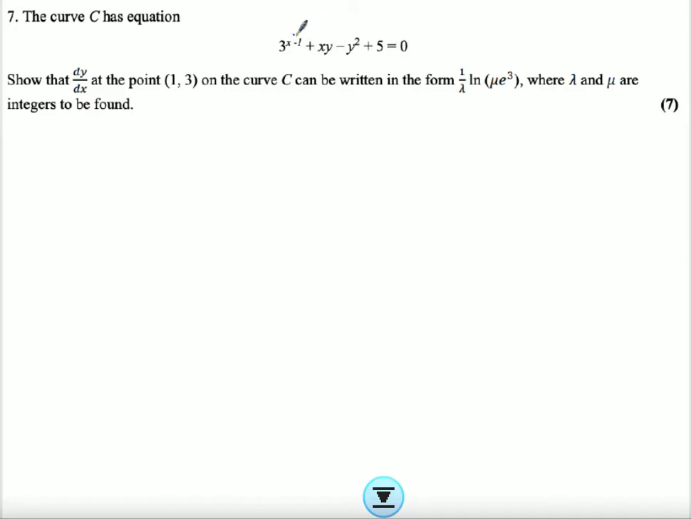Moving on. Ooh, tasty. See the power there, that stuck out straight away. Power there is x subtract 1. This is going to be a little bit nasty, I feel. Show that dy by dx at this coordinate on the curve can be written all sorts of things going on here, and lambda and mu are integers to be found. Right, let's see how many marks we can pick up then.